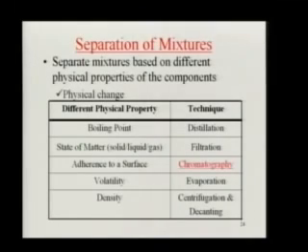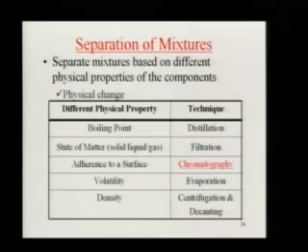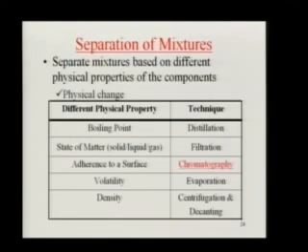It's very volatile. You don't have to heat it up. Just let it sit there for a minute and it'll all evaporate away, leaving behind the water. Density. You can use the density of two things to your advantage.